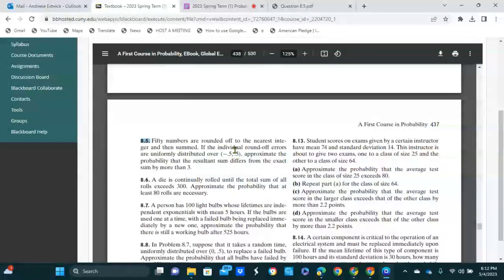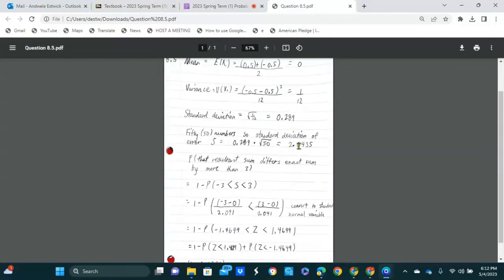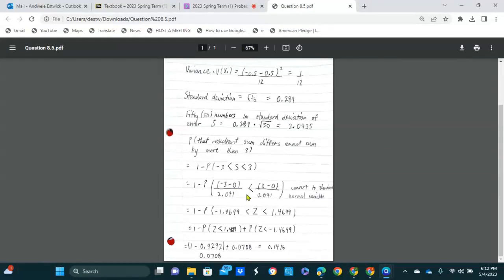It says 50 numbers, so we multiply the standard deviation by the square root of the 50 numbers, and we get 2.0435. And the probability that the resultant sum differs from the exact sum by more than 3 is 1 minus the probability between minus 3 and 3. Converting into a standard normal variable, we get minus 3 minus 0 over 2.041, and positive 3 minus 0 over 2.041. The first answer is minus 1.4699, and the second answer is positive 1.4699.